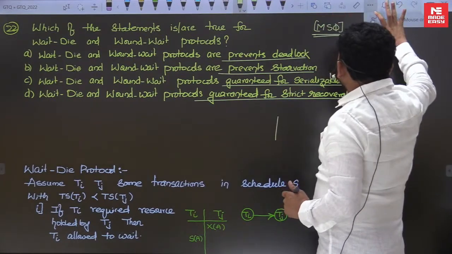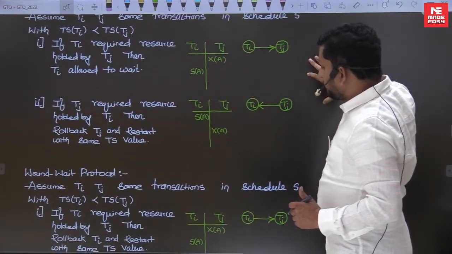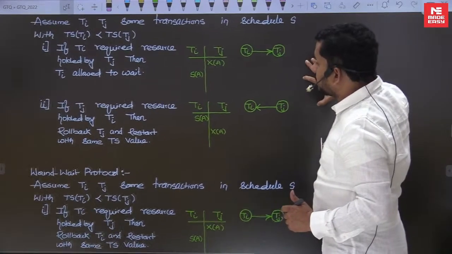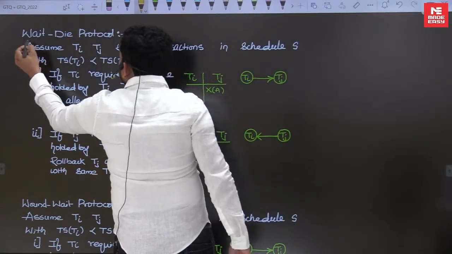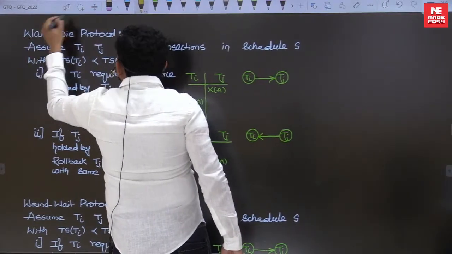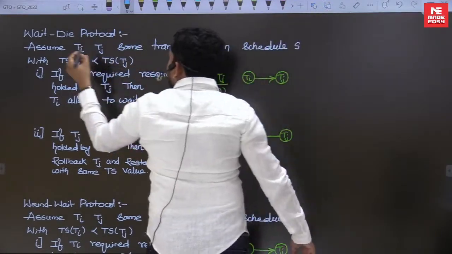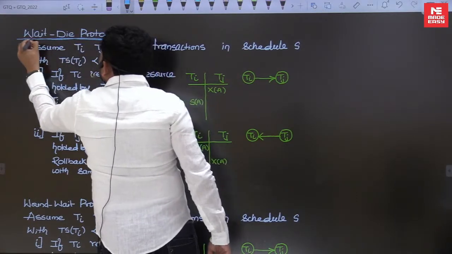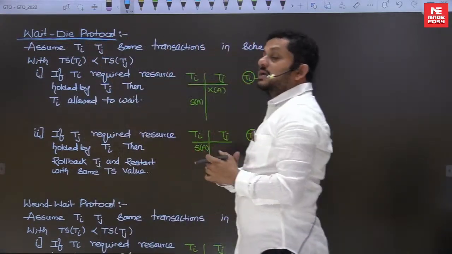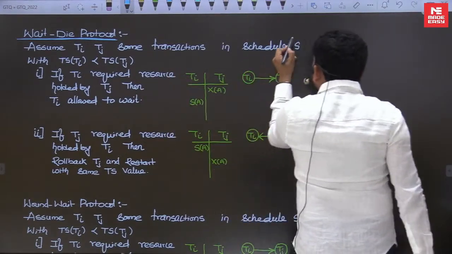So just briefly check the definitions of these two protocols. First, the wait-die protocol. These are deadlock and starvation prevention protocols, using locking as well as timestamps.